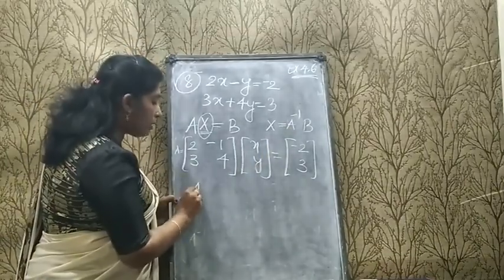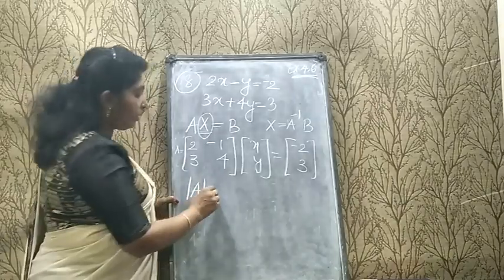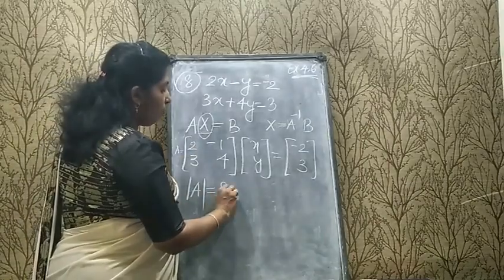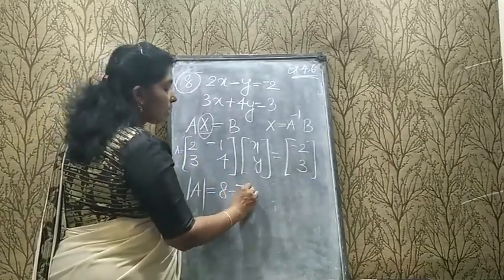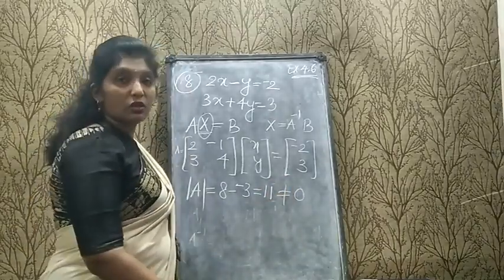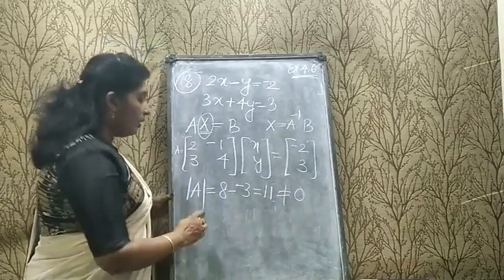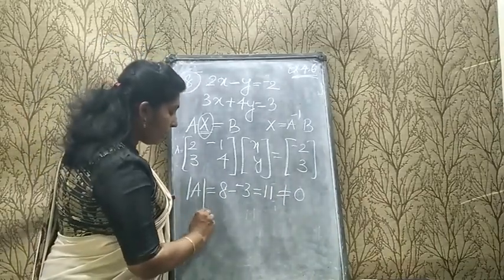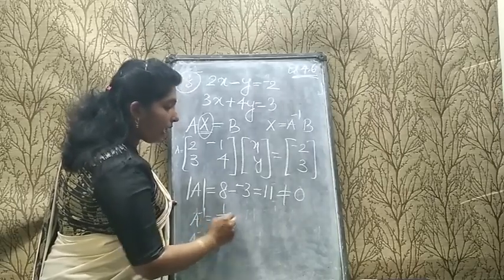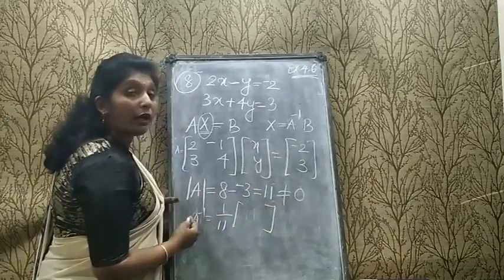So for finding A inverse, first of all, I will find the determinant. Determinant of A is equal to 4 into 2, 8 minus of minus 3, which is equal to 11, and that is not equal to 0. It means it is consistent. So we will be getting the value of X and Y. So A inverse is equal to 1 by determinant of A. It means 11 into adjoint of A.